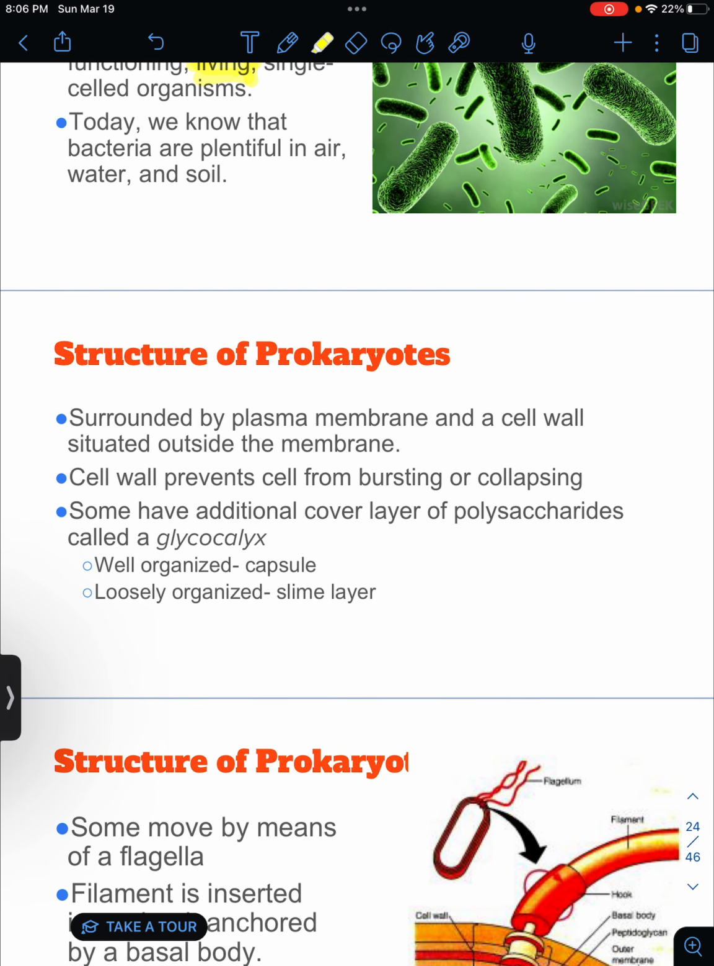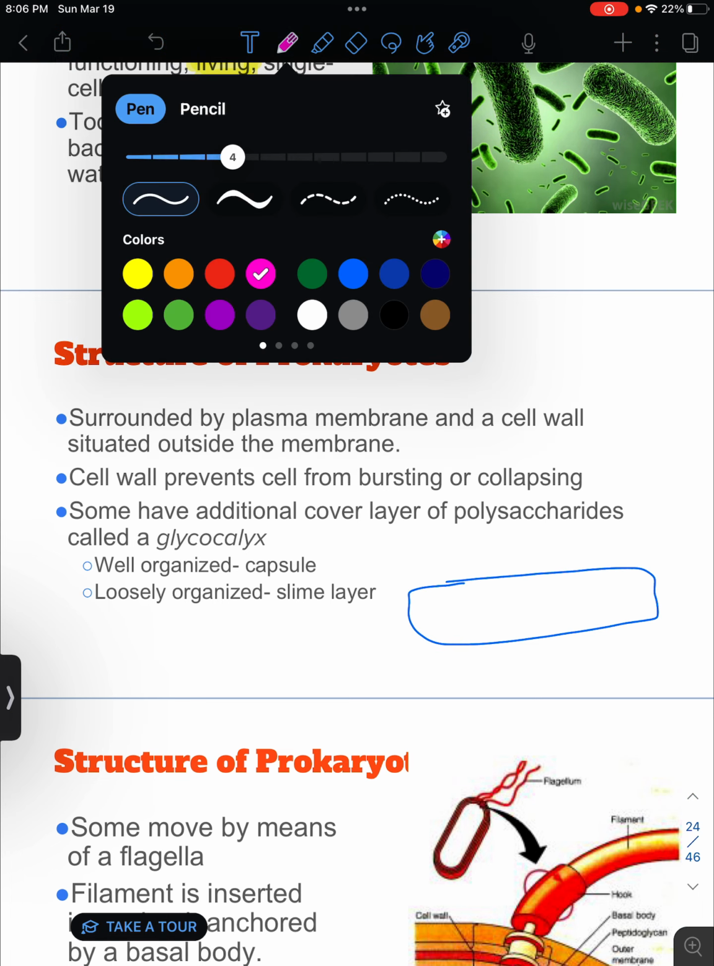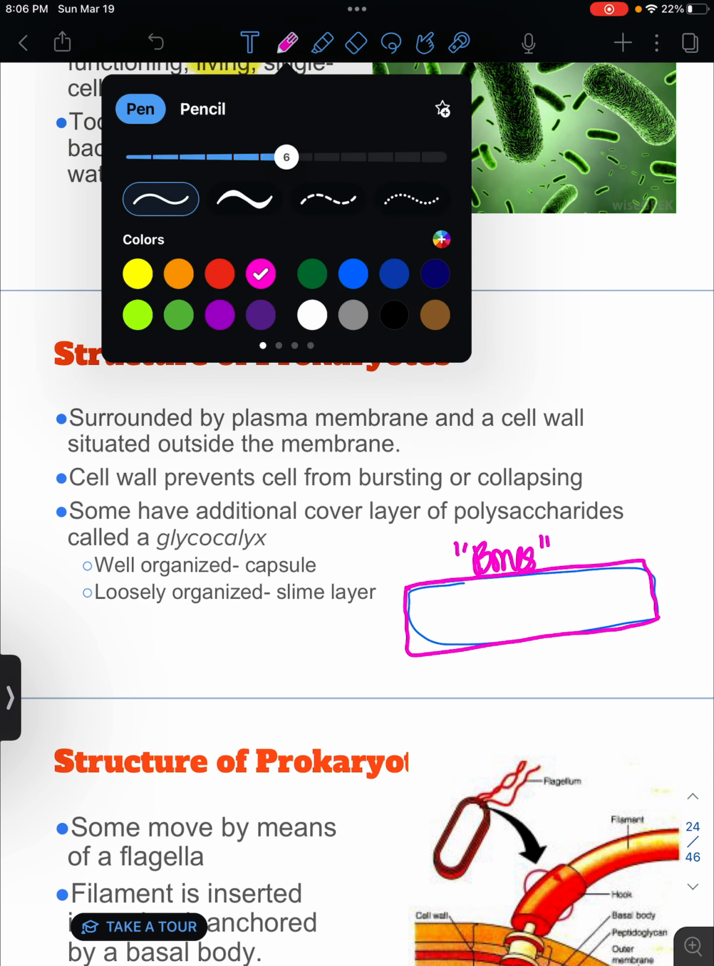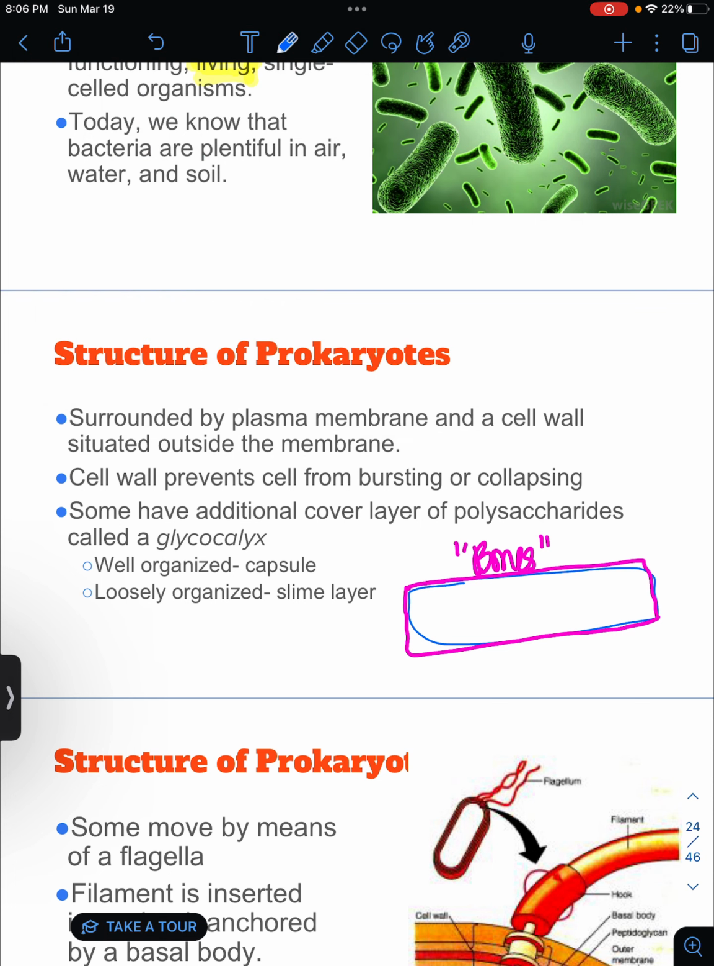So the structure of prokaryotes is surrounded by a plasma membrane. We've already went over this a long time ago in Biology 103. And a cell wall situated outside of the membrane. So they have your plasma membrane, just like a eukaryotic cell, and then they have a cell wall on the outside of it that's really rigid, and it serves almost like its bones, okay? The cell wall prevents the cell from bursting or collapsing. It's its structure, and it kind of keeps its shape.